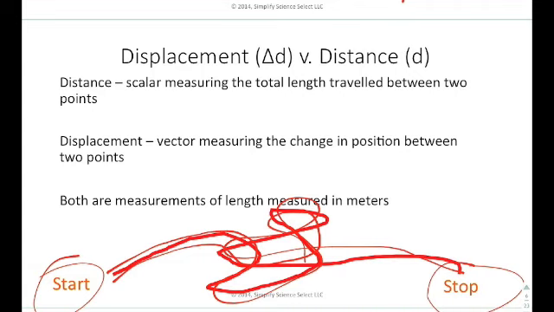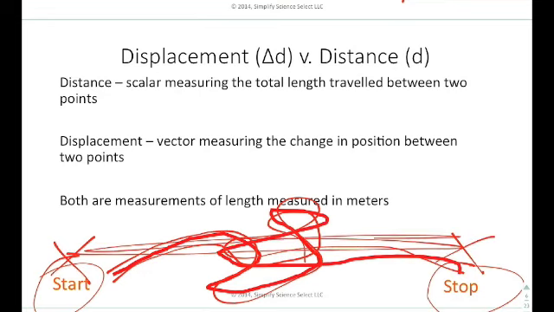Whereas the displacement represents the change in position. So it's just, here's where I started, here's where I finished. What's the shortest path between those two points? That right there represents the displacement. So generally speaking, the distance and the displacement can be the same if it's a straight line path. But generally speaking, the displacement is going to be lower than the distance if there's any amount of turning or curving or anything along those lines. They are both lengths, and they are both measured in meters.